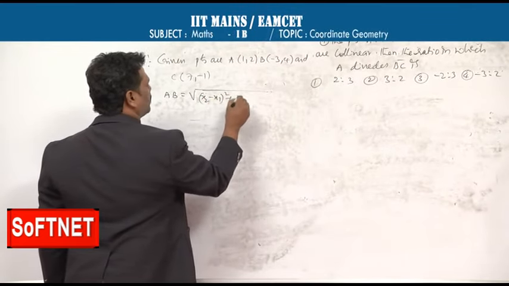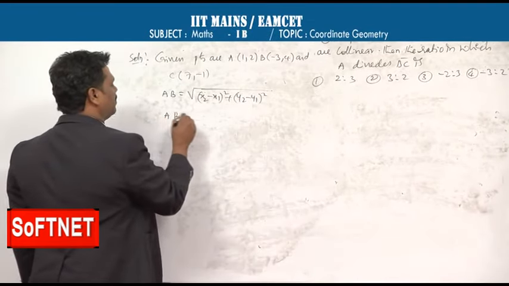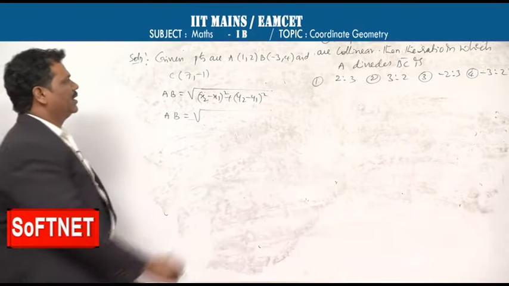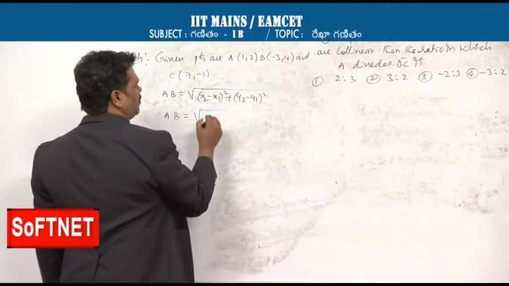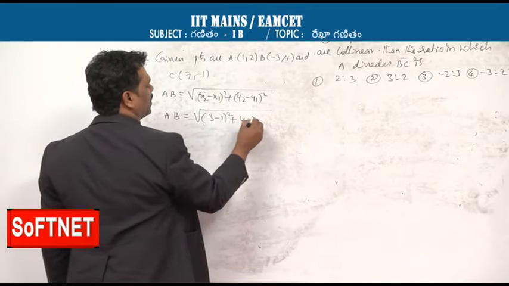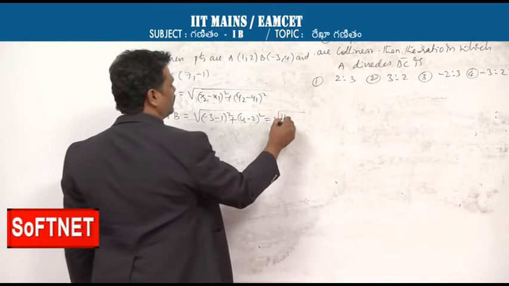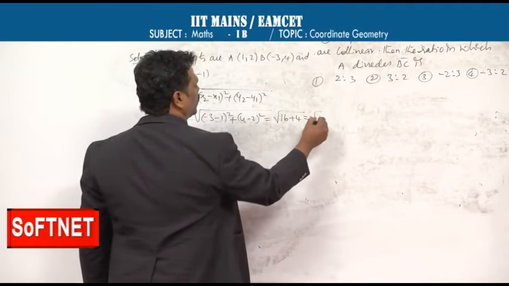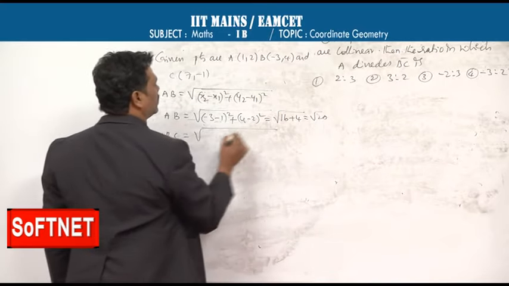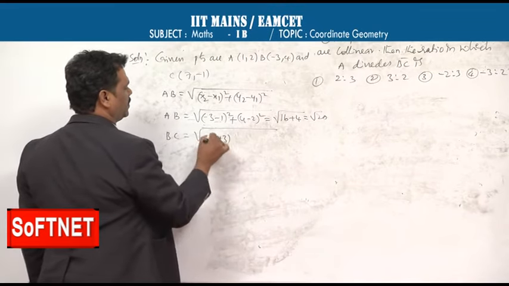The formula for the distance between 2 points is under root of (x2 minus x1) whole square plus (y2 minus y1) whole square. So here AB is equal to under root of, we have to find the distance between 2 points. AB means (minus 3 minus 1) whole square plus (4 minus 2) whole square, equal to minus 4, 16 plus 4, equal to root 20.